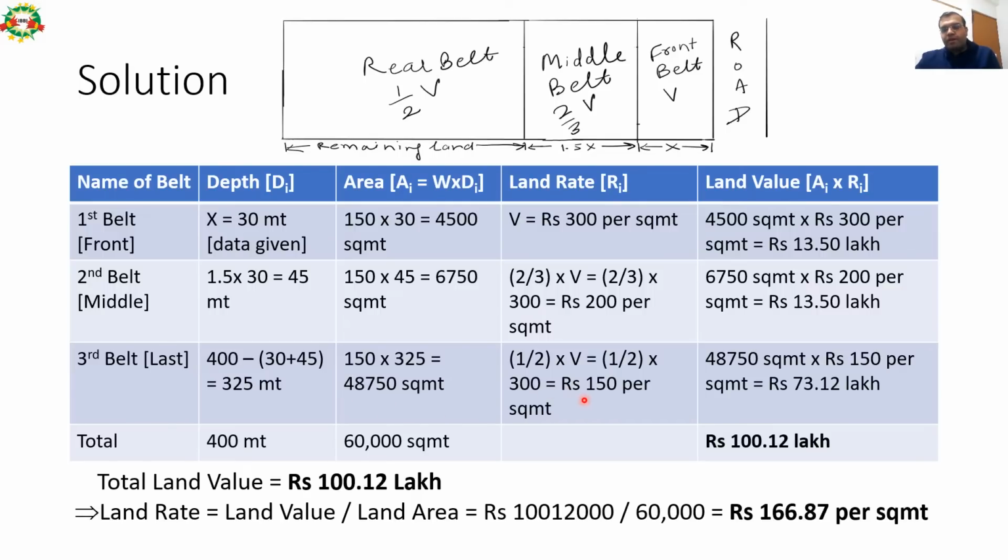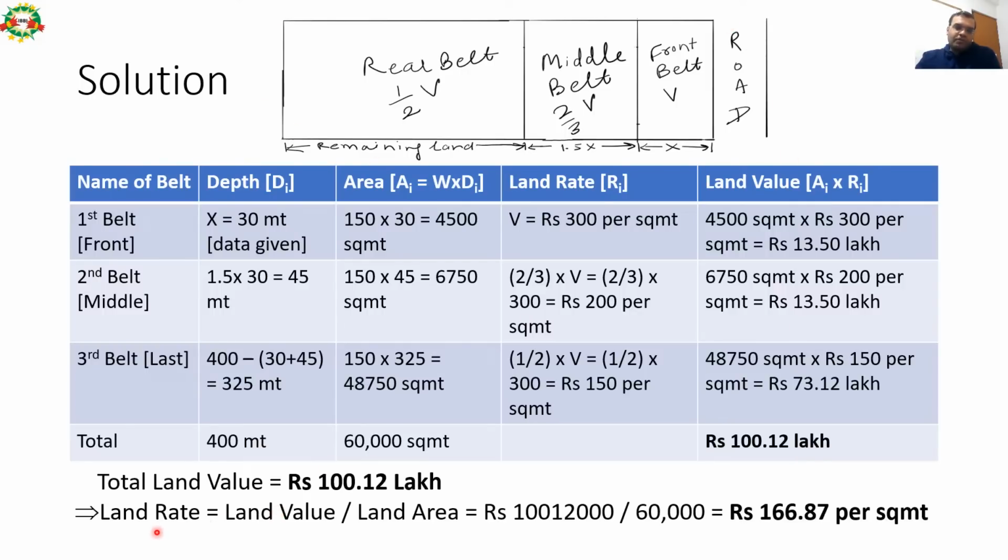The land rate to be considered for valuation should be 1/2, 50% of the land rate considered for the first belt. Since the first belt rate was 300 rupees, 50% of it for the rear belt is equal to 150 rupees per square meter. So 48,750 into 150 rupees per square meter is equal to 73.12 lakh, the valuation of the third belt. If we add the value of all these three belts, that gives us a value of 100.12 lakh, which is the value of the land of this 400 meter deep plot.